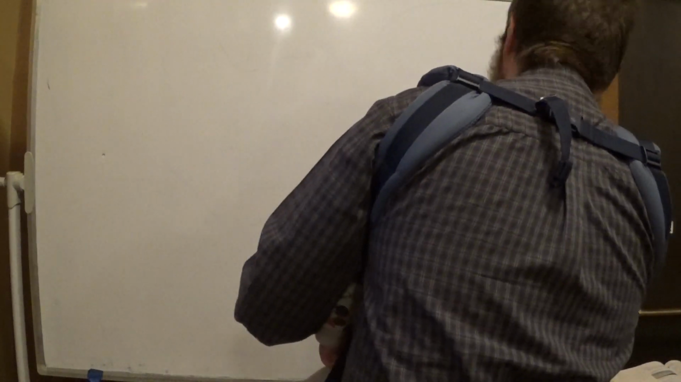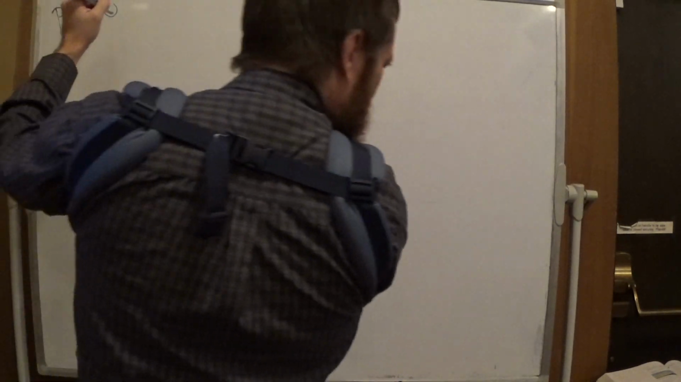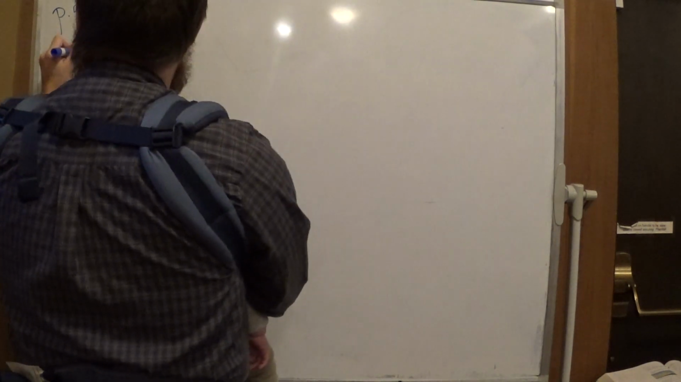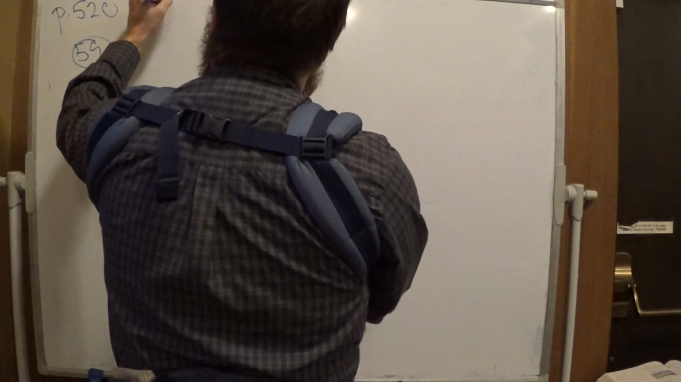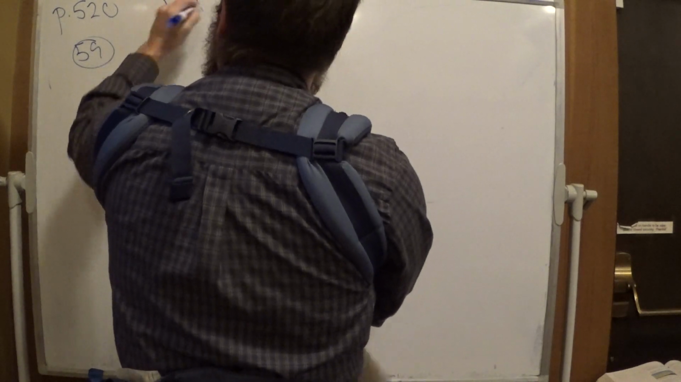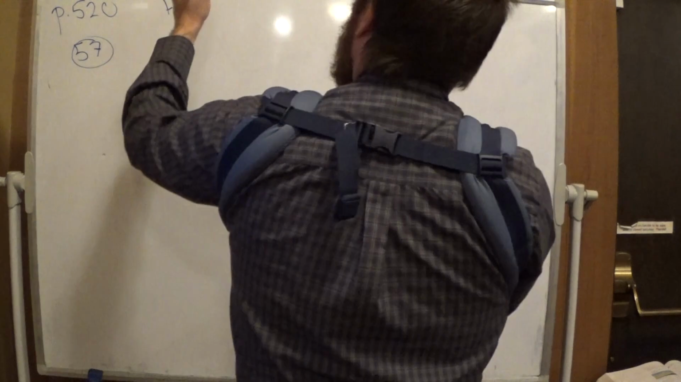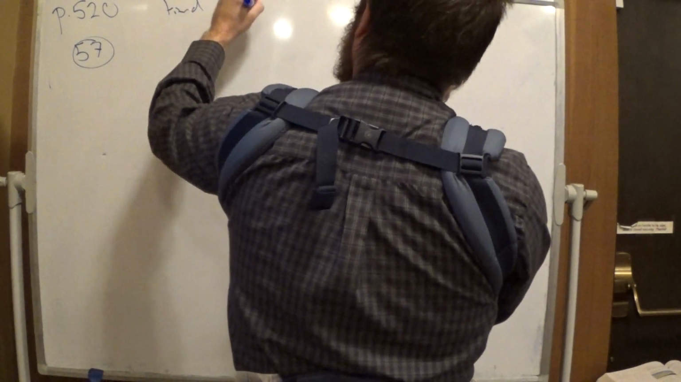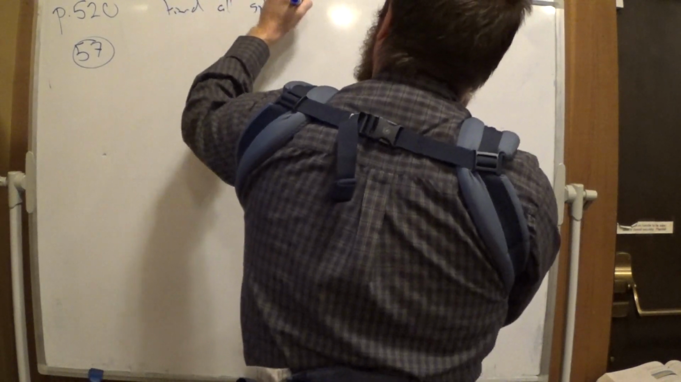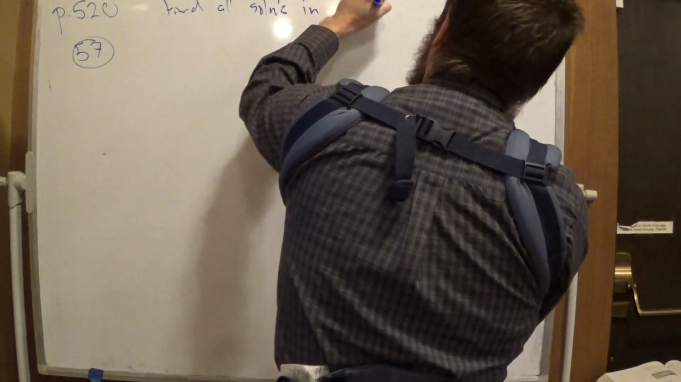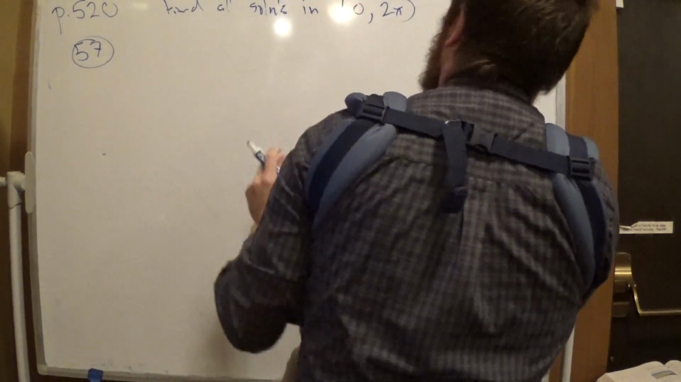So this is page 520. Page 520, and this is number 59. And we're finding all solutions. I think it's 57. Oh, I'm sorry. Well, 59 looks wicked bad too. Find all solutions in the interval 0 up to 2 pi, not including 2 pi. Okay.